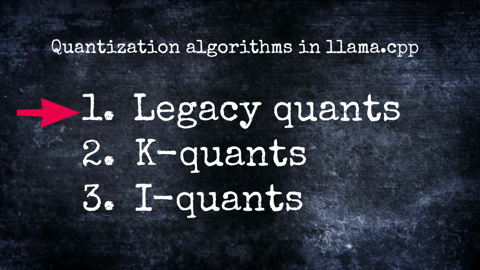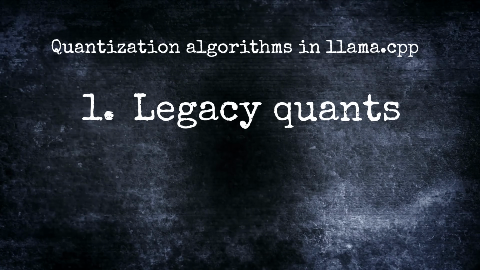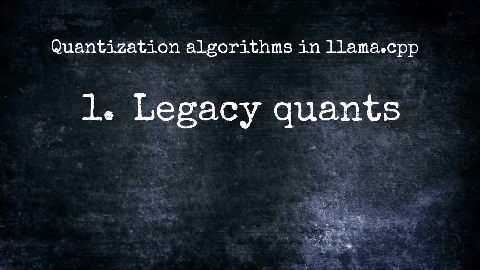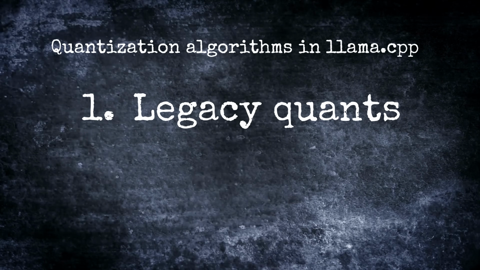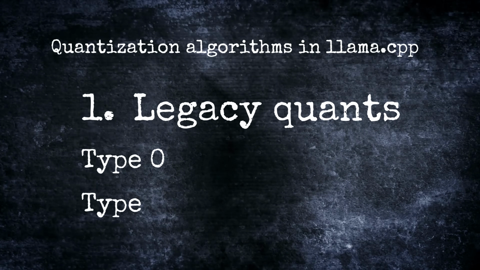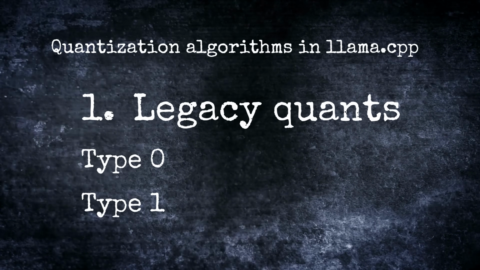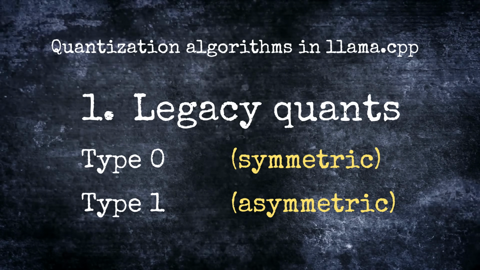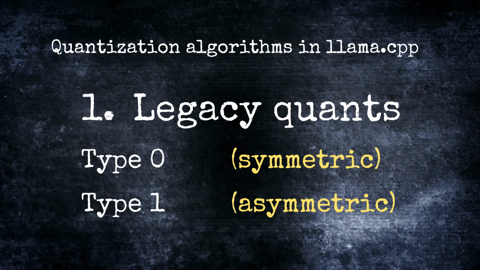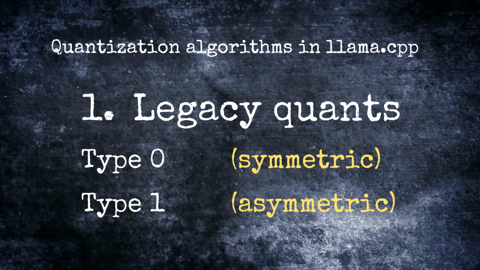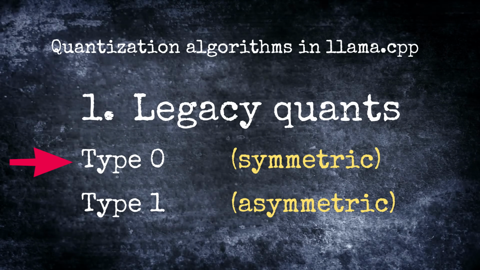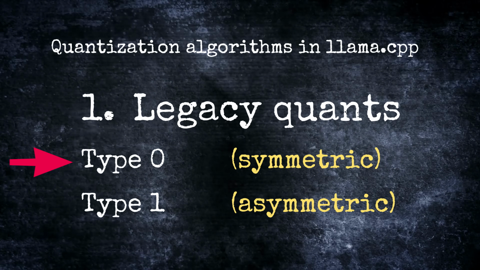Legacy quants use the most basic form of linear quantization, which I covered in detail in my foundations video. There are two subcategories, type 0 and type 1. In a nutshell, they correspond to symmetric and asymmetric quantization, respectively. If you're already familiar with these concepts, feel free to skip this chapter. Otherwise, let's start with legacy type 0.